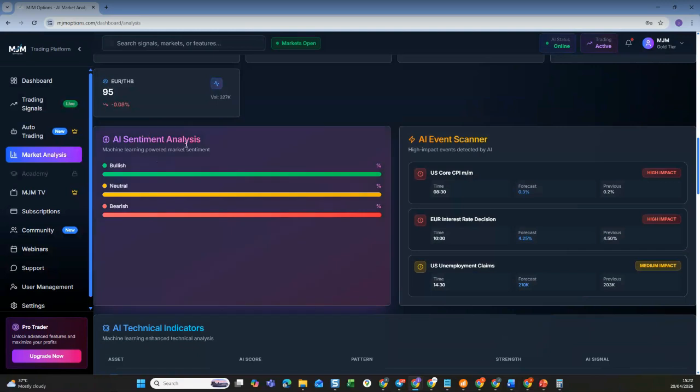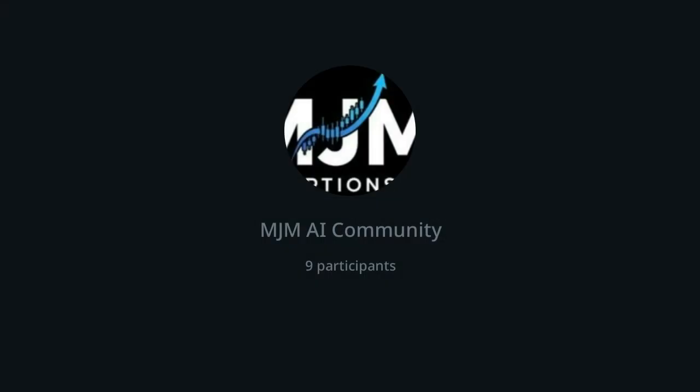The next thing here is the AI sentiment analysis. This talks about the ability of the AI to study market sentiment, whether they are buying or they are selling. So that's basically how it is.